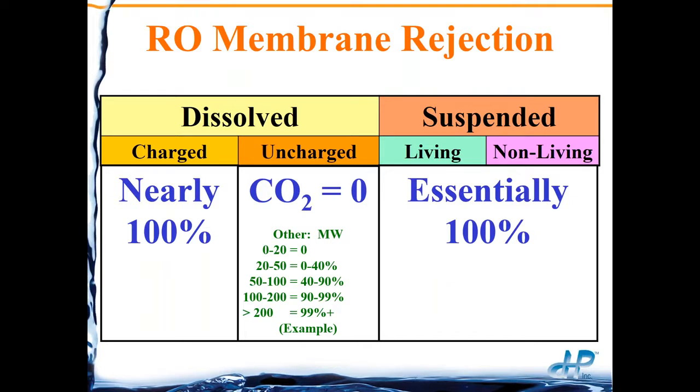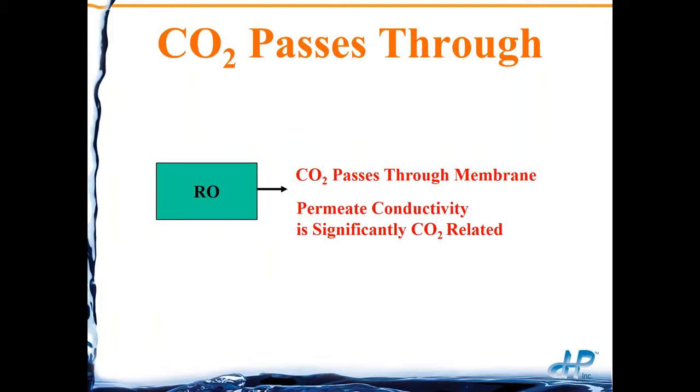So the dissolved gases go right through for the most part. For example, CO2, dissolved carbon dioxide, would basically have zero rejection, so it goes through the membrane. Other things other than the gases, it just depends on the molecular weight. So the larger the molecular weight, the higher the rejection.